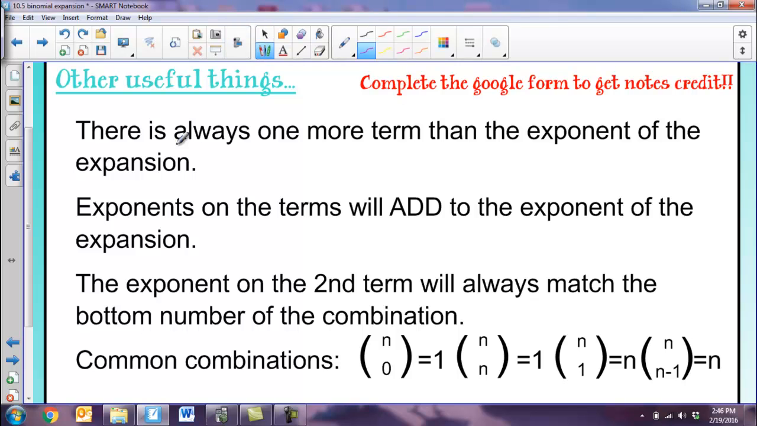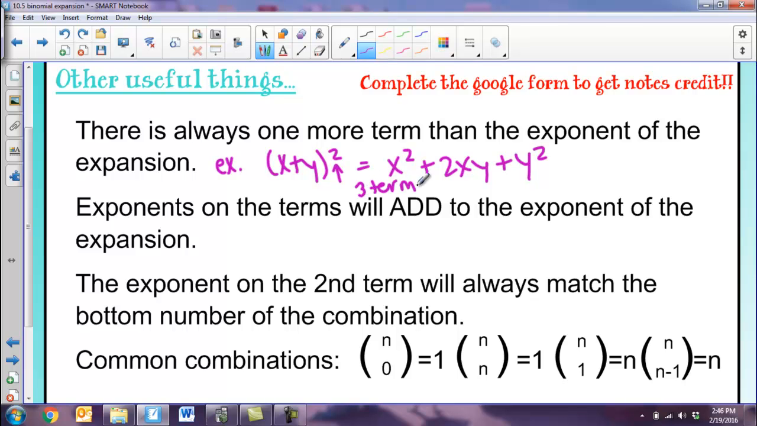So the first thing is that there's always one more term than the exponent of the expansion. If you think about x plus y quantity squared, remember that was x squared plus 2xy plus y squared. So it had 2 as the exponent, but it had 3 terms total. So that's just a useful thing to remember. You're always going to have one more term than you do exponent.